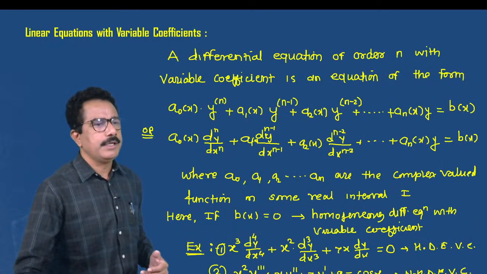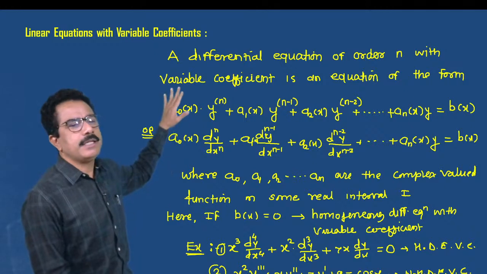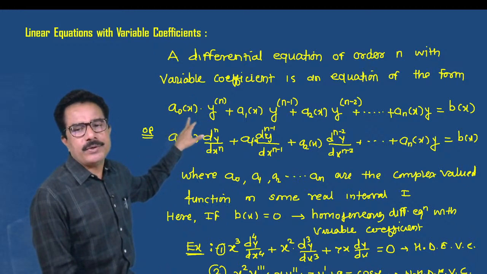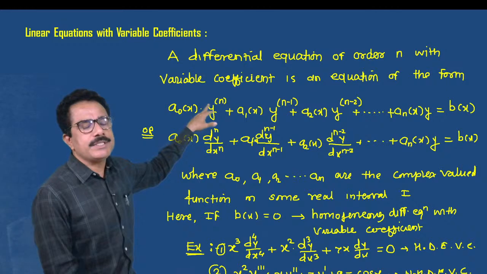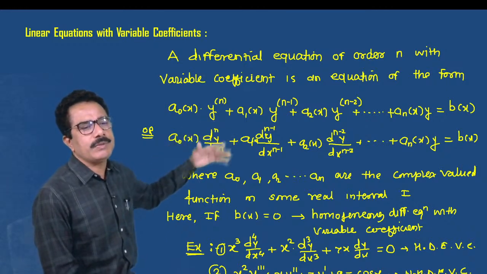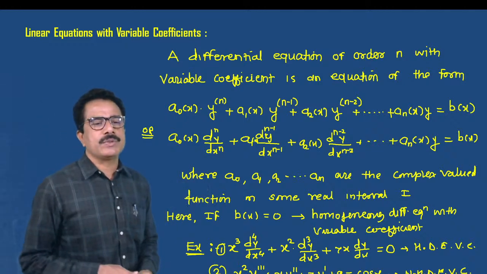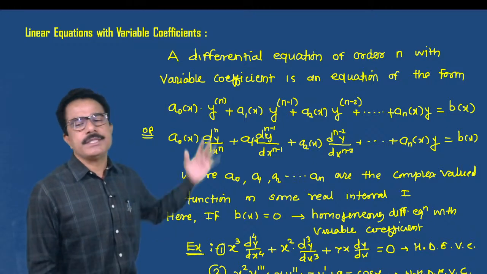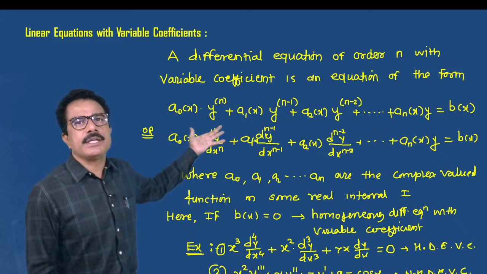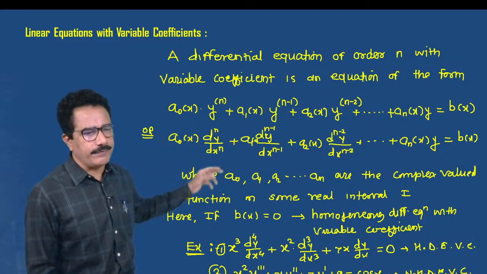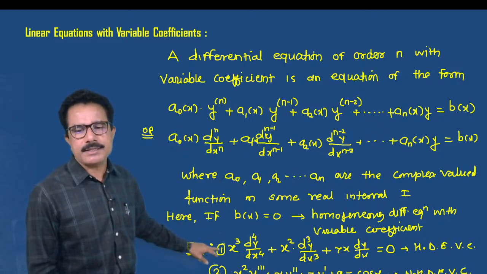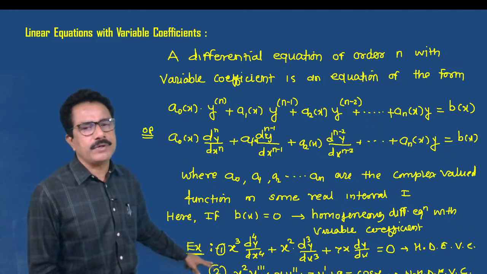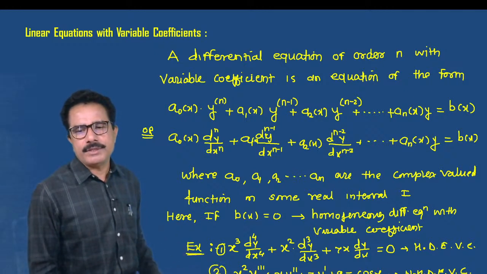Before starting, the linear differential equation of order n with variable coefficients can be represented by a0(x) d^n y by dx^n, plus a1(x) y raised to n minus 1, plus a2(x) y raised to n minus 2, and in this way, plus an(x) y is equal to b(x). This is a non-homogeneous linear differential equation of order n with variable coefficients. These are the homogeneous differential equations. This is an example of a homogeneous differential equation with variable coefficients. This is an example of a non-homogeneous differential equation with variable coefficients.